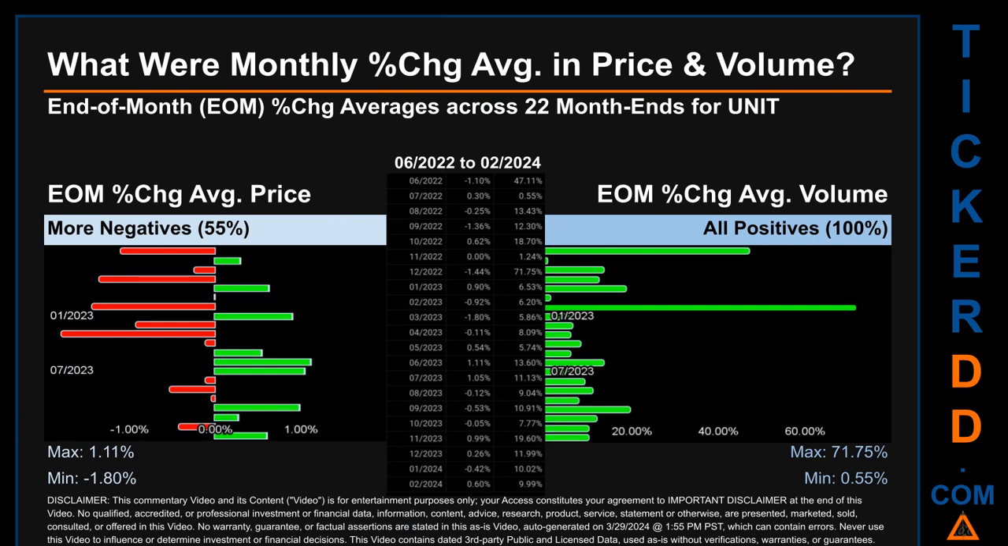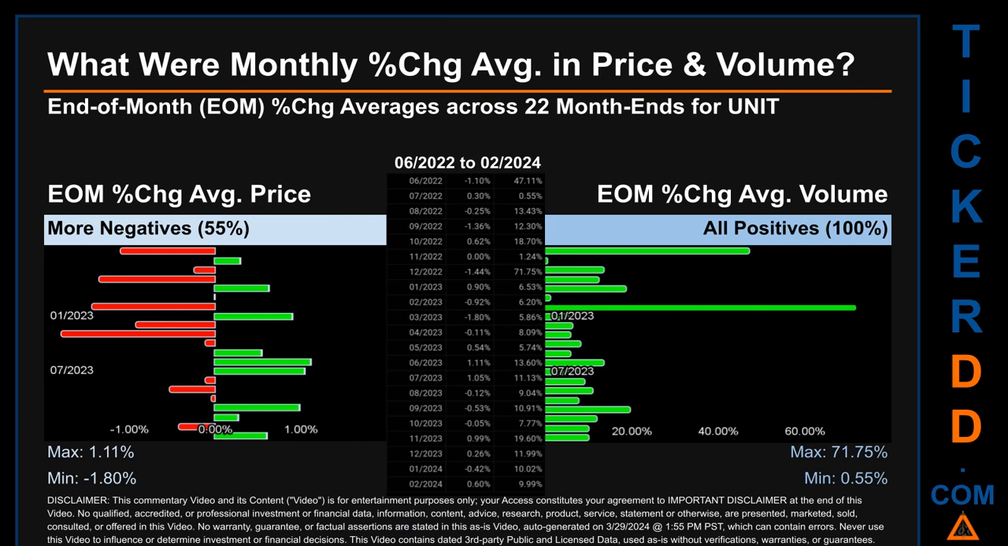What were end-of-month percentage change averages in price and volume for UNIT? The monthly average of percentage change in price and in volume were calculated for each of the 22-month ends. That calculation took daily percentage changes and averaged them for each given month. If a month end came out negative, then it means that the month summarily saw a negative change.